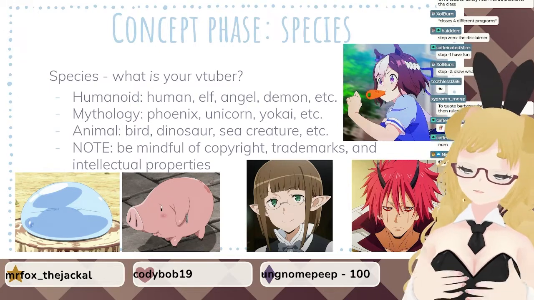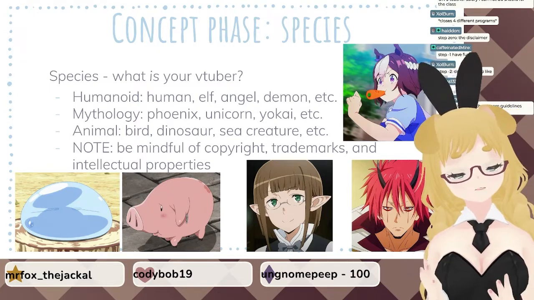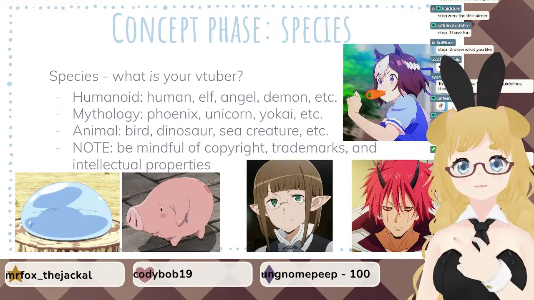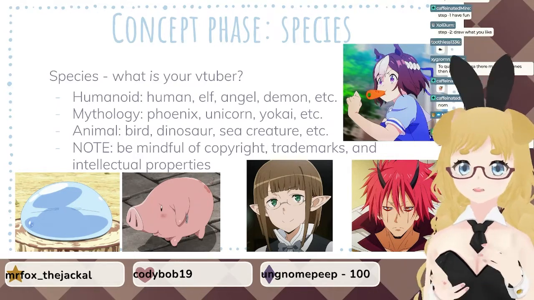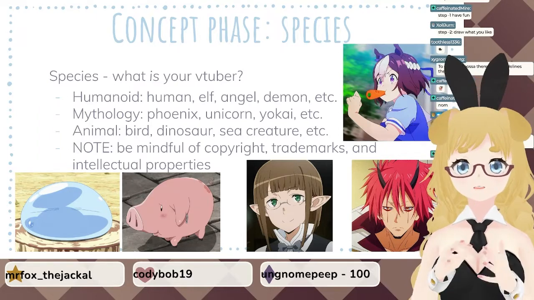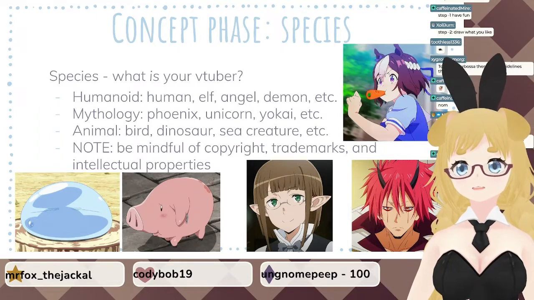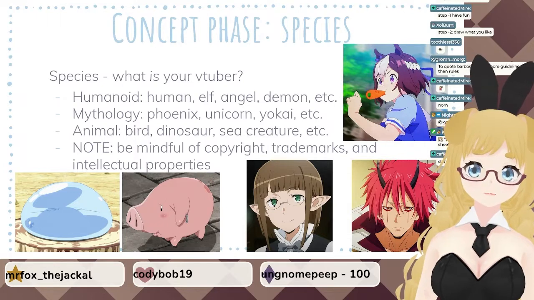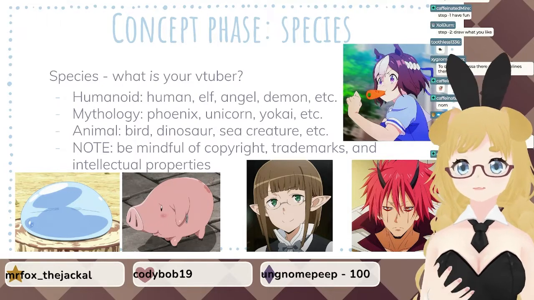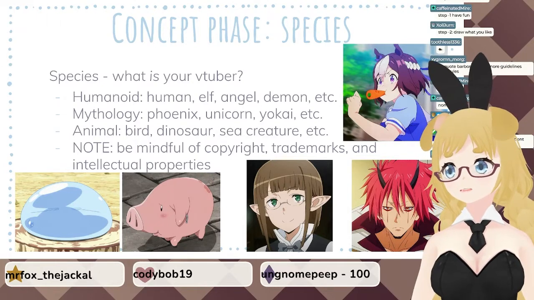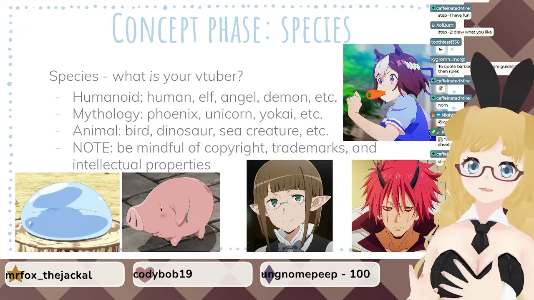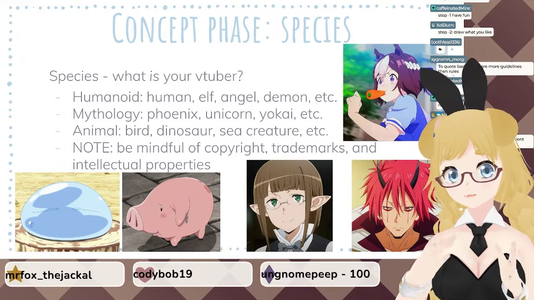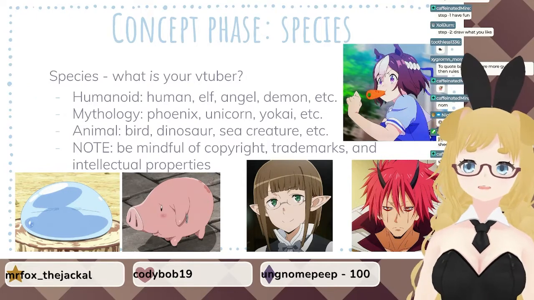Commonly, VTubers are humanoid like myself, so they have some kind of human shape, but they may also have elf ears or horns, or they might be a horse girl. They might be part human, part animal. They might be part mythological creature. You can look to mythology for inspiration. You can look to animals for inspiration. You could also do something that's not humanoid in nature at all. You could be a slime. You could be an animal, like a full animal, not an animal humanoid.